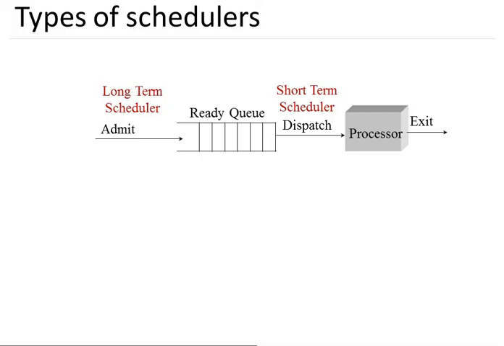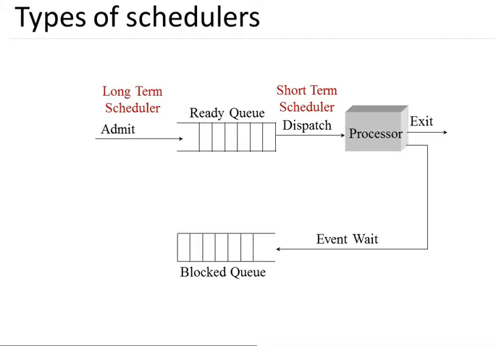Now there are various reasons why a process may not be completed. That means the process has to wait for some time to get the CPU again. If it is waiting for some event to occur, then it goes into the blocked queue. This is another queue which is maintained whenever a particular process is suspended or waiting for some event to occur. And once this event occurs, again it is admitted to the ready queue.